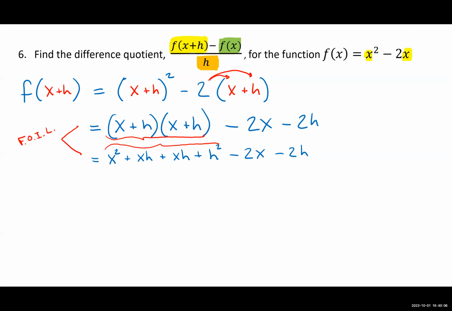Now, combine like terms, there's not much to combine, but we could at least combine two of them. I'm looking right here. We've got two of those xh's. Two of those. So we could say x squared plus 2xh plus h squared minus 2x minus 2h.